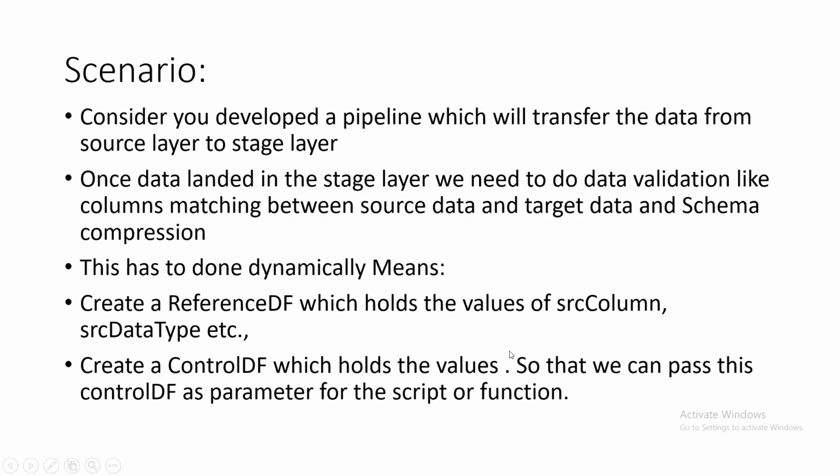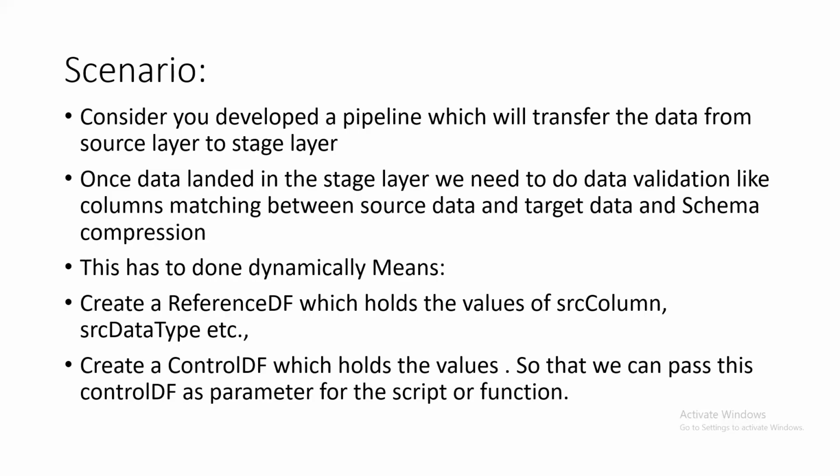Yeah, this is the scenario. Consider you are going to develop a pipeline which is going to transfer the data from the source, which may be any kind of source, to the stage layer as of now. Here we have three different sources. One is orders, another one is people, and another one is returns.